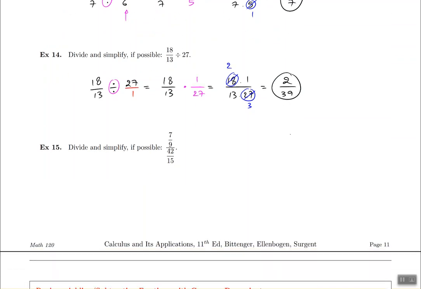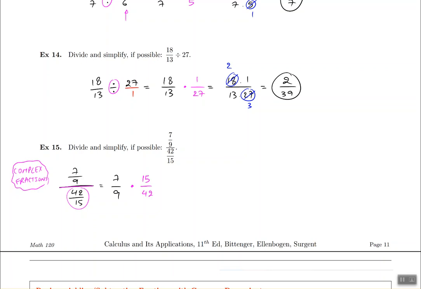So finally, with example 15, the setup is a little bit different. It looks like I have a fraction divided by a second fraction, but the format here is a little bit different. We call these things complex fractions. And that term just really means that we have a fraction within a fraction. That's what we call complex fractions. And so in this case, the division sign is that one right there. And we need the reciprocal of the second. So 7/9 stays there. The division that was there turns into multiplication. And we take the reciprocal of 42/15, which is 15 divided by 42.